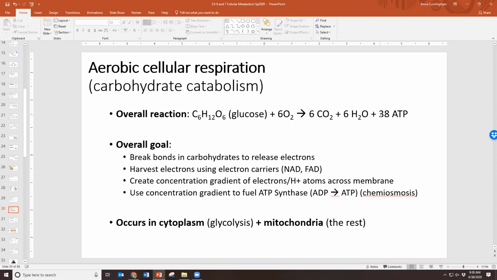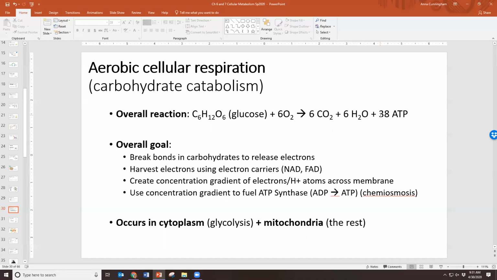The overall goal of cellular respiration is to take a carbohydrate, a sugar, a carbon ring, break bonds in that carbohydrate, release electrons from those bonds, grab those electrons with electron carriers, and carry them to an electron transport chain where they will generate a proton motive force, and that proton motive force will be utilized to create ATP.